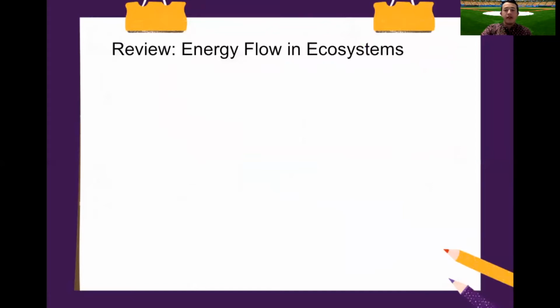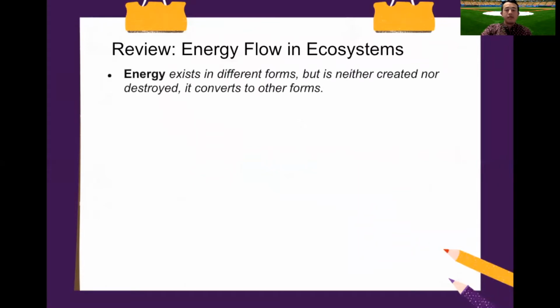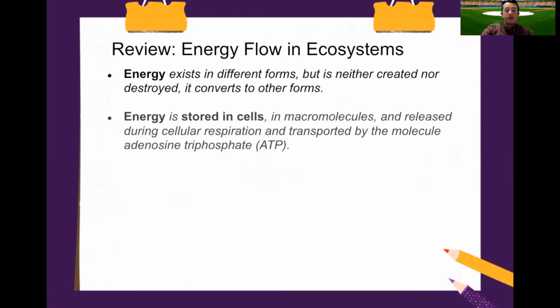So let's review energy flow in ecosystems. This concept was covered a while back. We know that energy exists in different forms, but it is neither created nor destroyed. It converts to other forms. If we think about our big idea, right? We're not seeing how energy is created, we're seeing how it is converted. We know that energy is stored in cells, in macromolecules, and they are released during cellular respiration, which is our next concept. And this is going to get transported by the molecule adenosine triphosphate. We know this as ATP, that energy molecule that we use in photosynthesis.